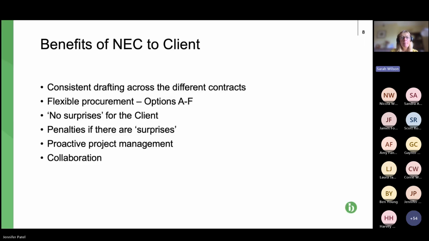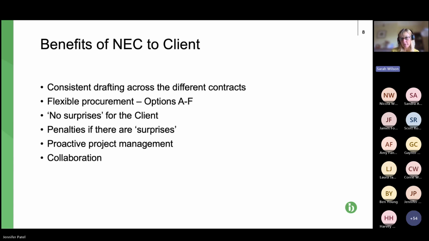So I did this slide, so you'll see it as benefits of NEC to the client. So it's not the contractor or the subcontractor, but in some ways, this does apply to contractors and subcontractors. So the first point is we've got consistent drafting across the different contracts. So we'll see all the lists of contracts, and it's wider than JCT, and the drafting is more consistent. And that ties in with the next point, flexible procurement.